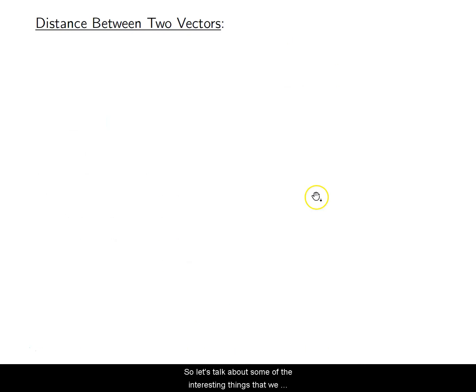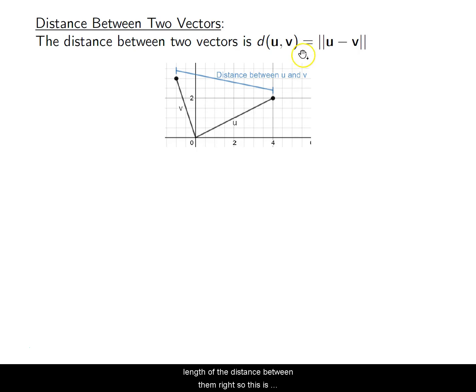So let's talk about some of the interesting things that we can do with this, which is, again, distance between two vectors. You're just going to subtract two vectors and take the length of the distance between them. So this is the function we have for distance. You should have seen this notation somewhere. It's the distance from u to v, or if I subtract u and v, and then I find the norm of that resultant vector.